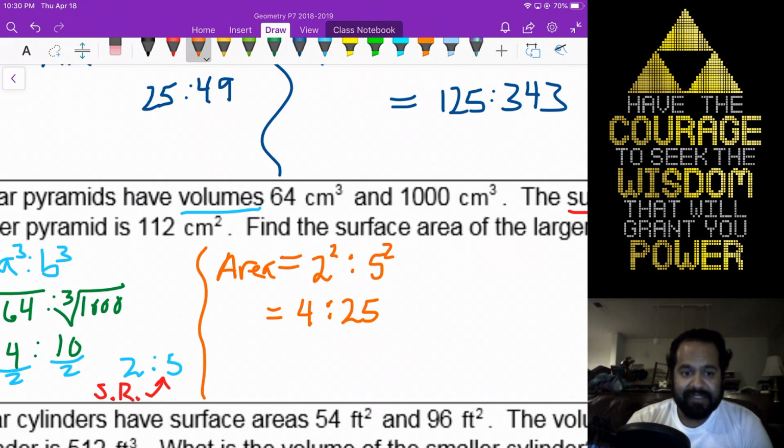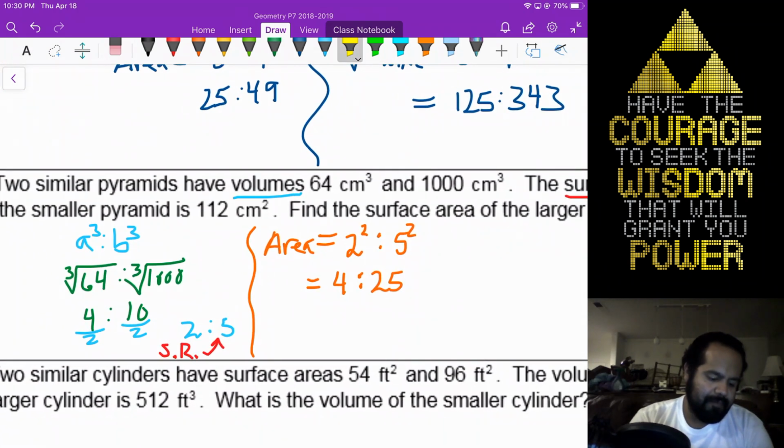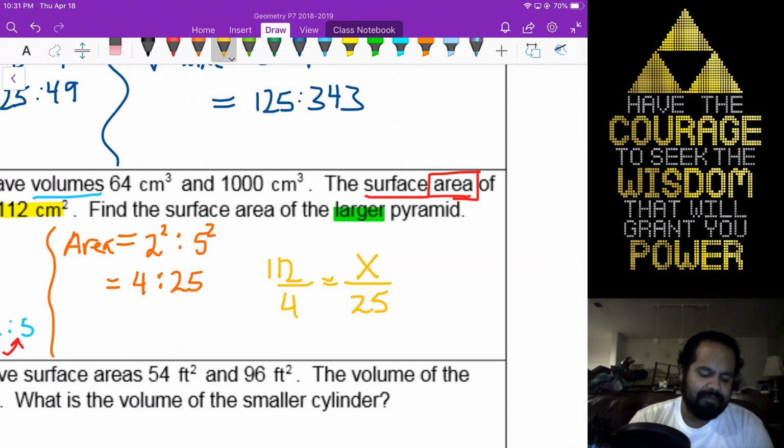Now, what do you do with these numbers is the question. Well, because we're told that the surface area of the smaller pyramid has a certain value, we're going to create a proportion to help us find the other missing value. So I told you guys that you should make these numbers your denominator for your proportion. The one that you have no idea about, since we're solving for the larger one, that variable goes over the larger number of the fraction. On the left side, we get the 1/12.